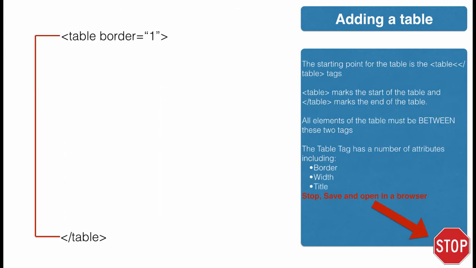We start our table by adding in our table tag, less than bracket, table, greater than bracket, and closing our table. So this marks the start and the finish of the table. You will note that we have given it an attribute, which is its border, and a value of 1.